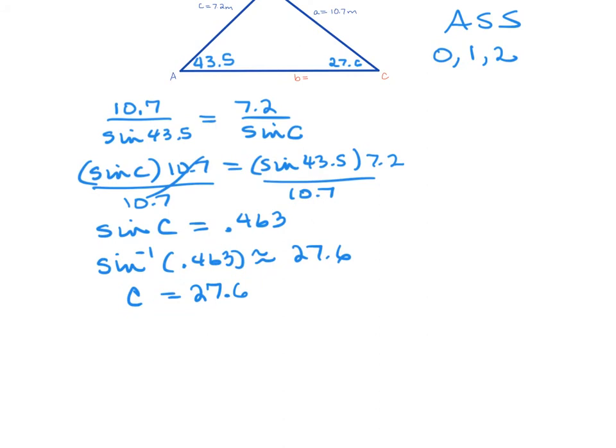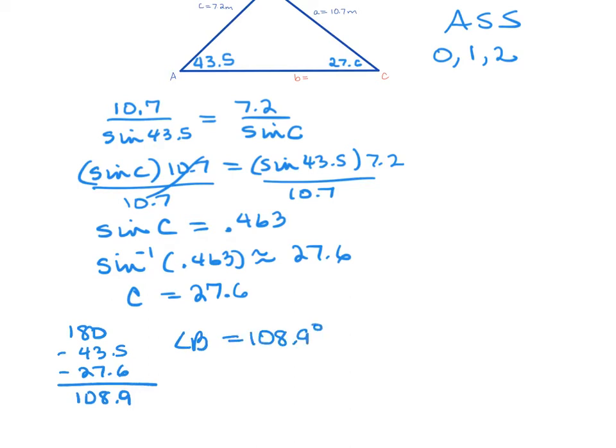So what I'm going to do is take my information. Let's go ahead and find angle B first. What I can do is take 180, subtract 43.5 and 27.6, and I can get the measurement of angle B, and it's going to be 108.9. So angle B is 108.9 degrees.